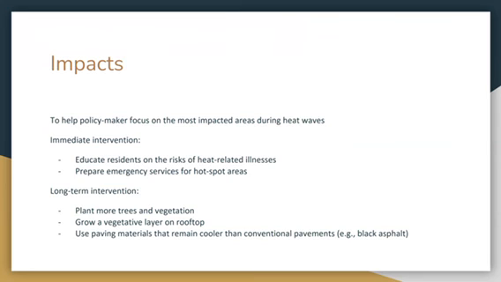In the long term, we can classify the areas of the city that require more cooling factors such as vegetation and water ponds. We can also initiate different approaches to cooling by growing vegetative layers on rooftops or using different paving materials other than black asphalt.